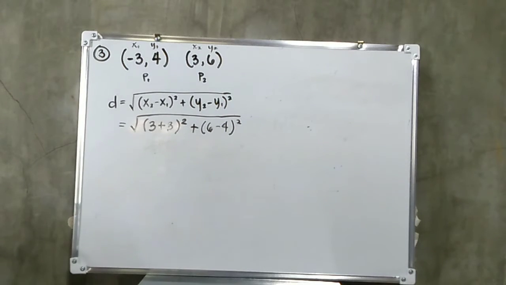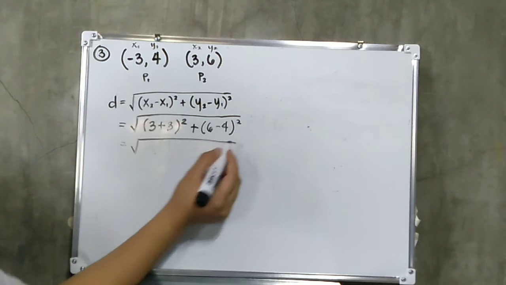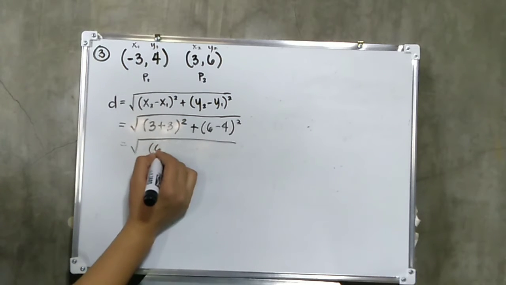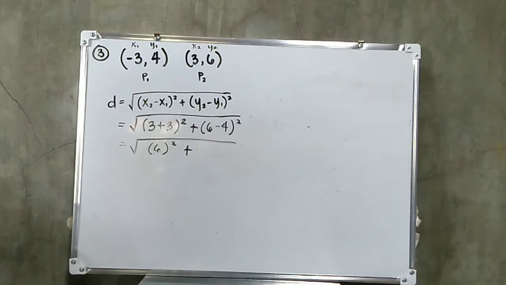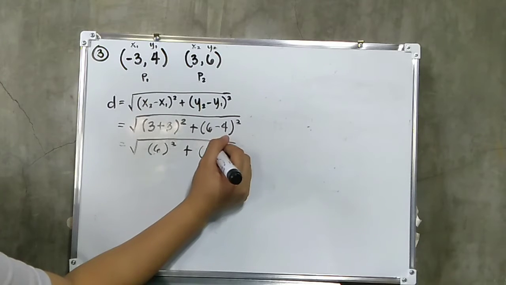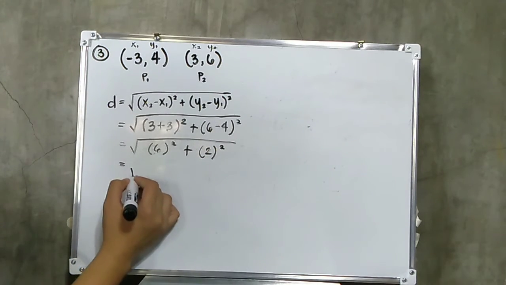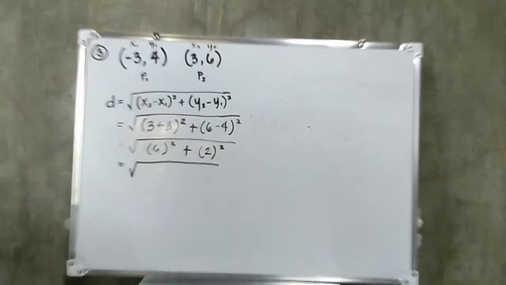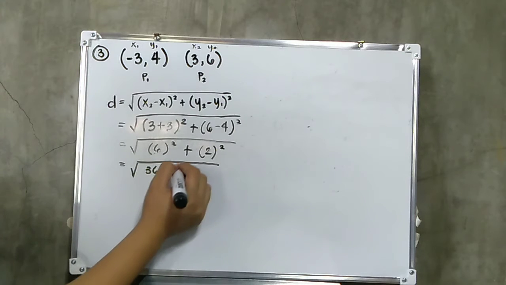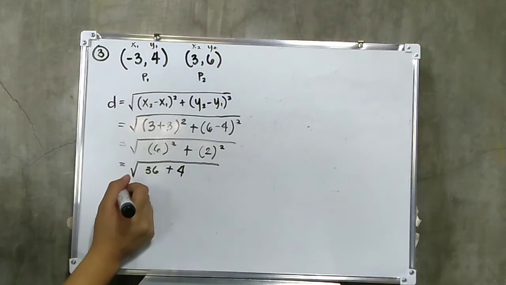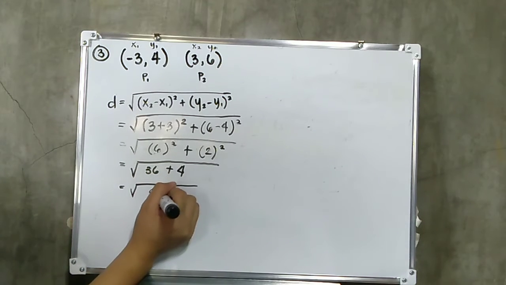Then let's simplify the numbers inside of the parentheses. 3 plus 3 is equal to 6, then squared, plus 6 minus 4 is equal to 2, then squared. Next, 6 squared is equal to 36, and 2 squared is 4. Let's add, so we have the square root of 40.